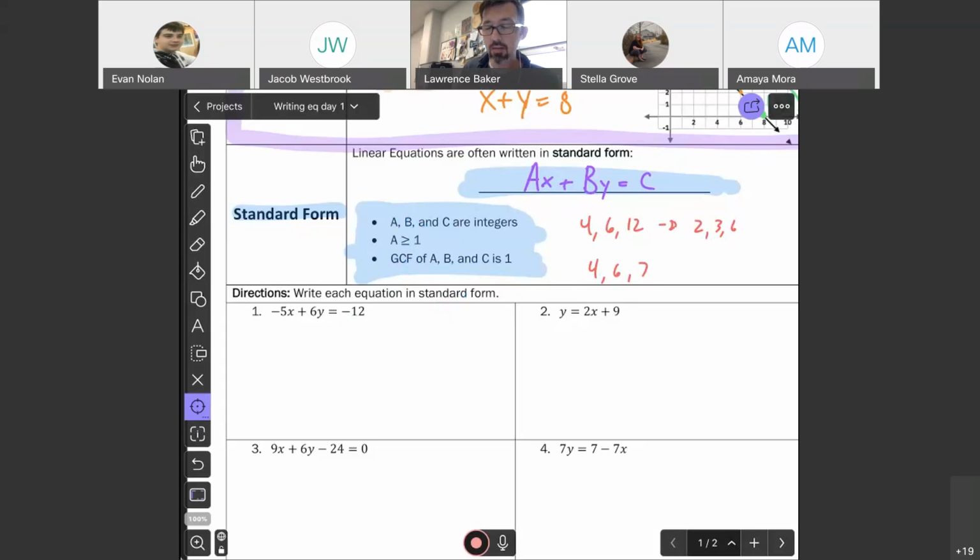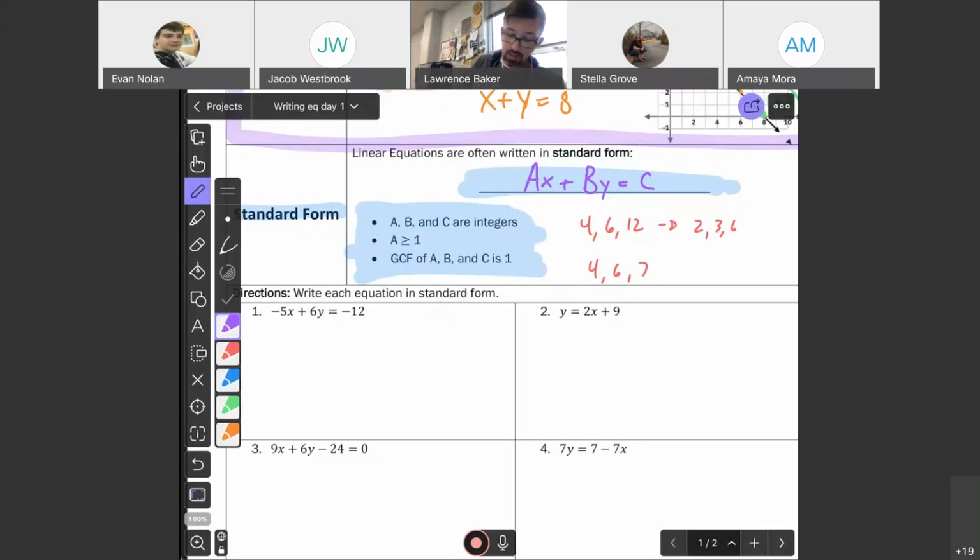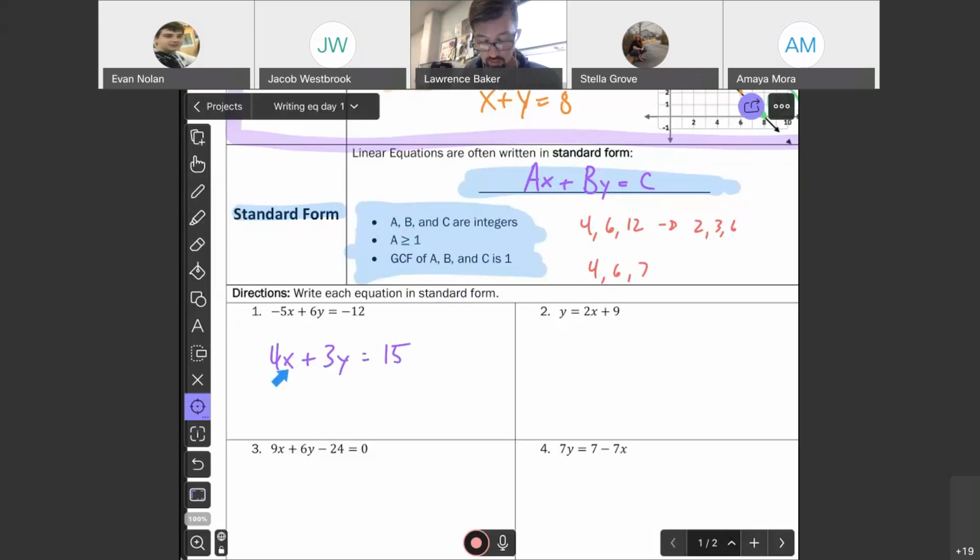Like slope-intercept form is really nice to graph from. Standard form is not really good to graph from, but we can often write equations in standard form easily. Like if you think of a problem where Tommy bought 4 pounds of cashews and 3 pounds of walnuts, and he spent $15. Whatever the price of cashews was and whatever the price of walnuts was, we don't know, but we know how much he bought and then how much he spent. So that equation would be written that way, which is in standard form.